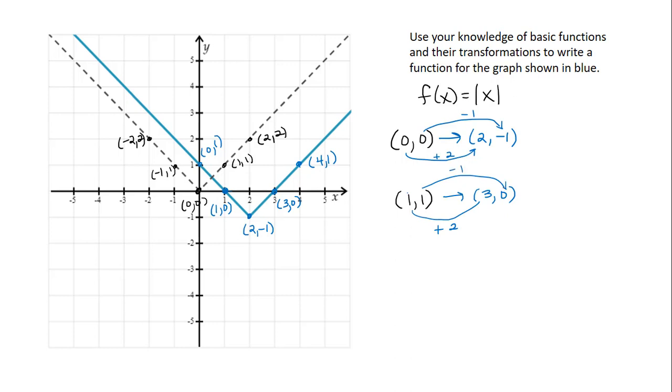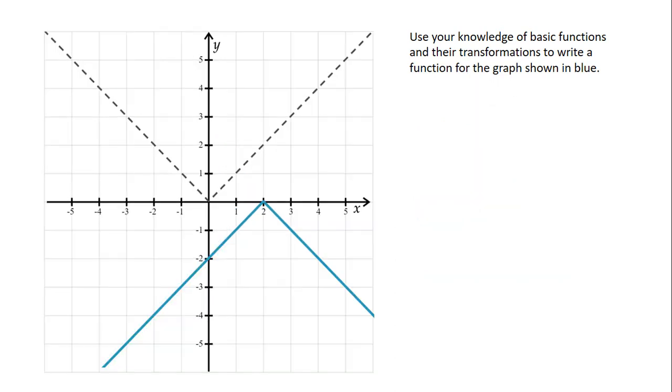So I need to write a function, g of x, that is a transformation that has a shifting right 2 and down 1. So to shift right, we're going to have a minus sign inside, so this would be the absolute value of x minus 2, and then the down 1 would be minus 1 on the outside.